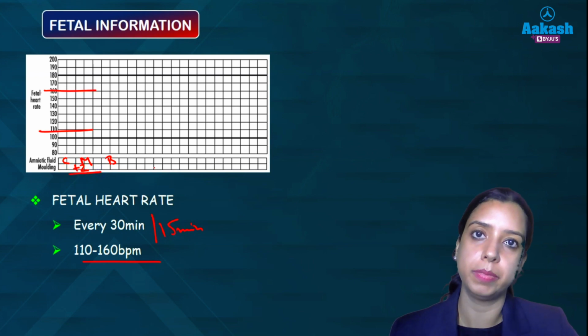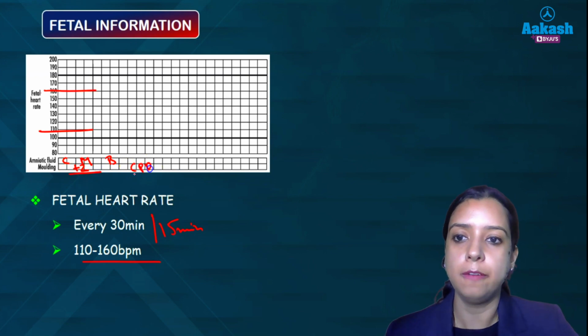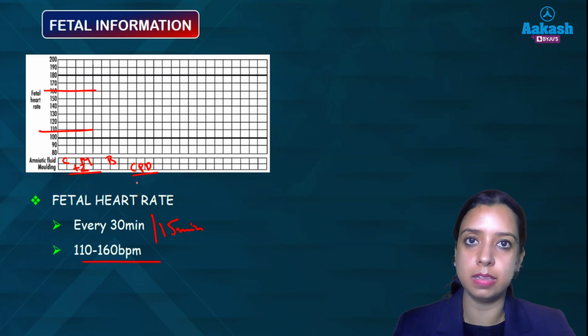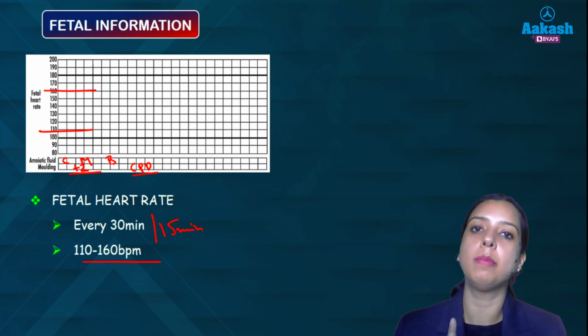Anything beyond +2 in molding is a sign of CPD. If it is more than +2, it is +3. It means there is CPD. Your baby will not come out vaginally.